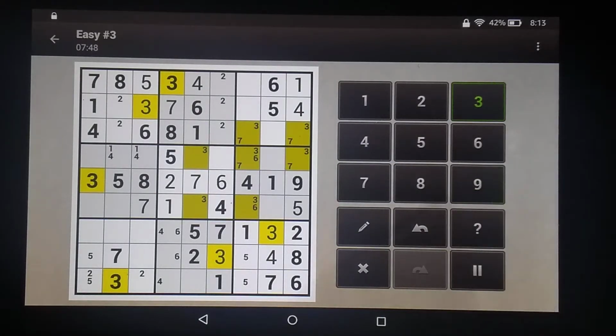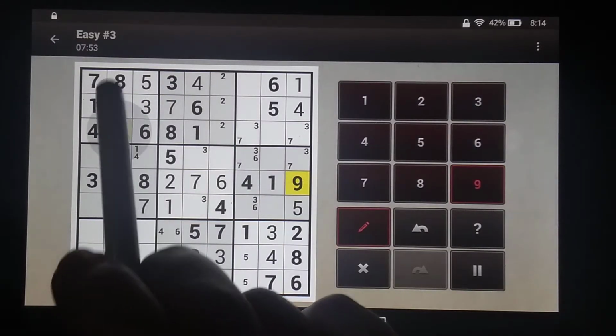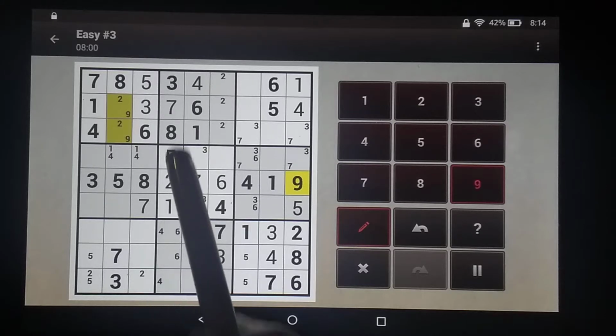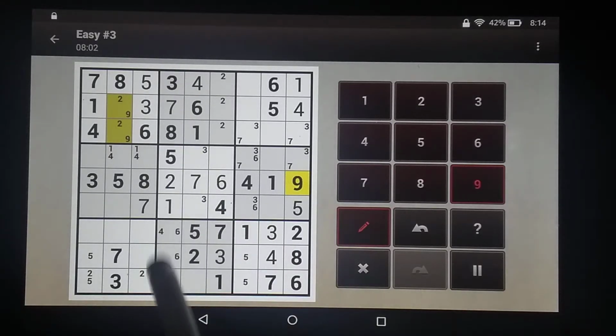All right, starting with the 9s again. Now, I know this has to be a 9 because those are the only 2 that are left. I know that this 9 has to be in this column because, look, all these other ones have been filled in.